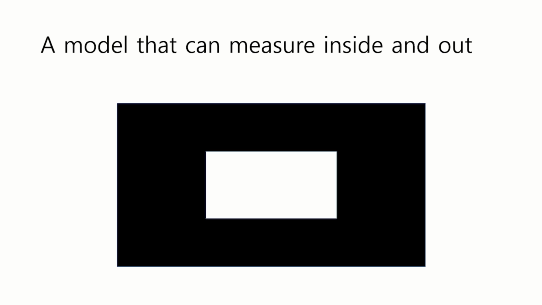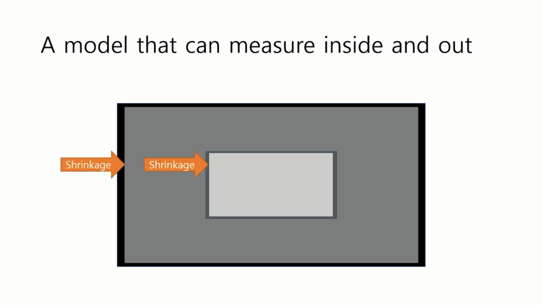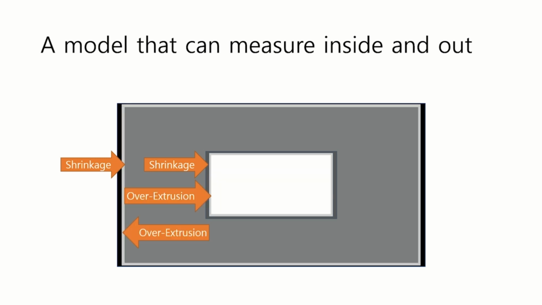To achieve this, we recommend printing a model with a hollow interior, allowing us to simultaneously check for discrepancies both inside and outside. Polymerization shrinkage causes both the interior and exterior of the model to shrink inward. In contrast, overextrusion results in the exterior expanding outward while the interior thickens inward.